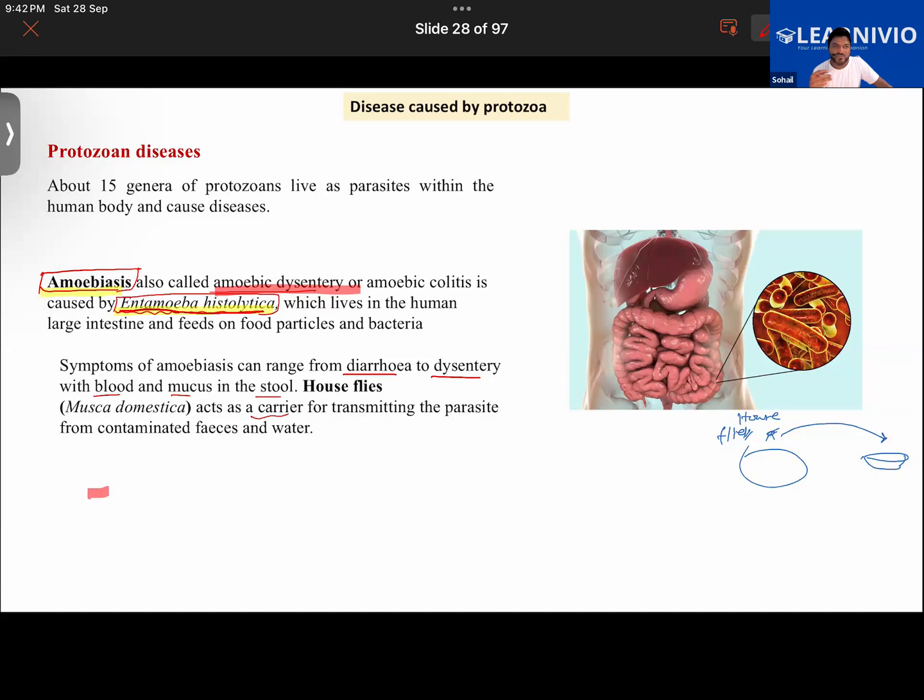Yes, sir. Plus, where is this protozoa likely to be present? Let me rephrase my question. When the waste comes out of the body, it is likely to be present there, in the stool, right? So when house flies, like the common house fly, Musca domestica, sit on that waste, they will transmit it. So the house fly acts as a carrier, transmitting this parasite from one place to another. Getting it now?